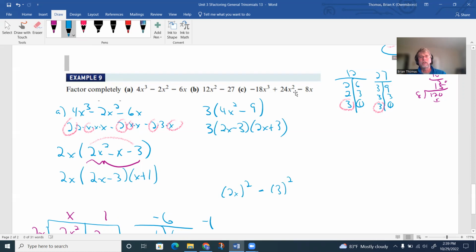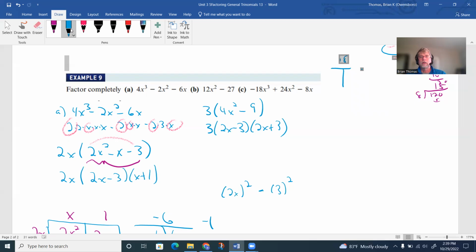So lastly, we have this negative 18x cubed plus this 24x squared minus this 8x. So our first objective is, can we identify a GCF? So one of the things we don't want is that negative. So negative is going to come out to start with. But what about that 18, that 24, and that 8? If we just ignore all the negativity and just focus on the numbers themselves, can you see the greatest common divisor, or in other words, what's called the greatest common factor of those three? If you can't, we can just kind of do this.